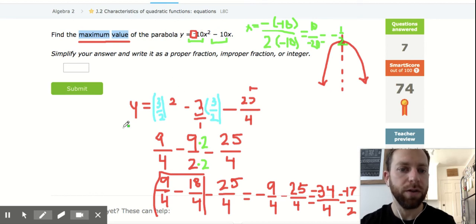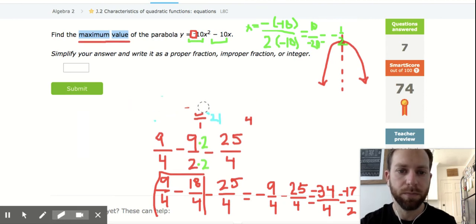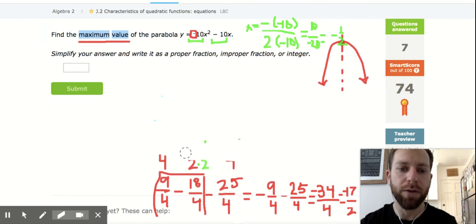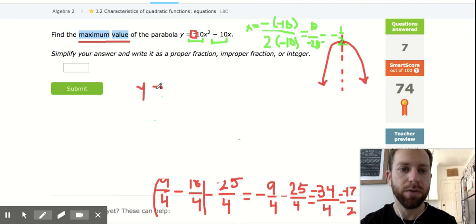In order to find the y value, we need to plug that in. So let me erase this down here so I have a little bit more room. What we're going to do is plug the x value into the equation to find the y value, to find the maximum. So let's go ahead and write out the equation. y equals negative 10x squared minus 10x.